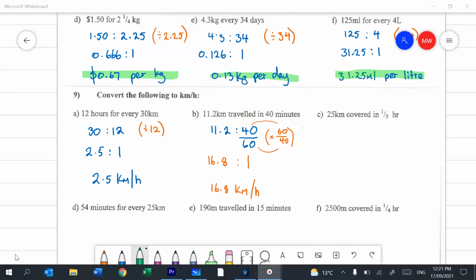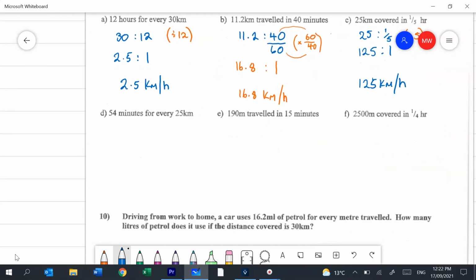C is a little easier. I'm covering 25. I've also swapped to green. I'm covering 25 kilometers in every 1/5 of an hour. So this one I can just times up by 5. If I make everything 5 times bigger, then I'll see that I am traveling at 125 kilometers per hour. 125 kilometers per hour. So that one's pretty good.